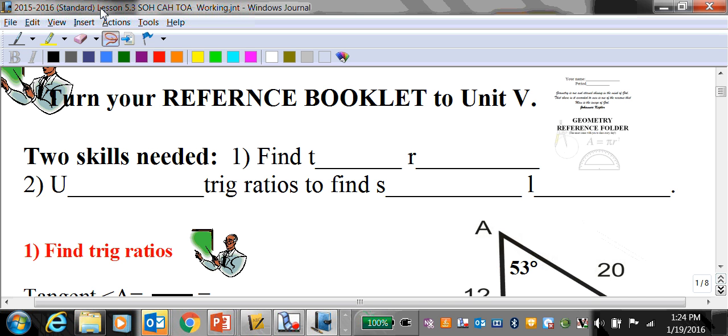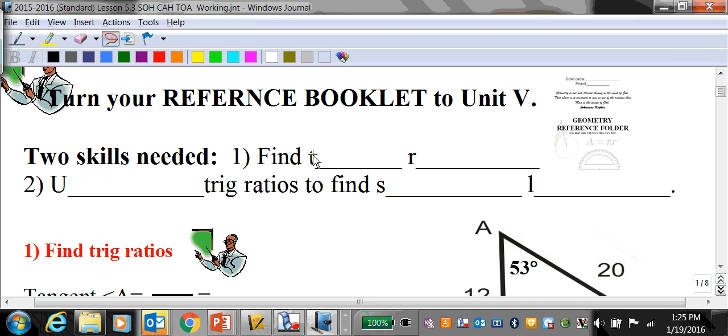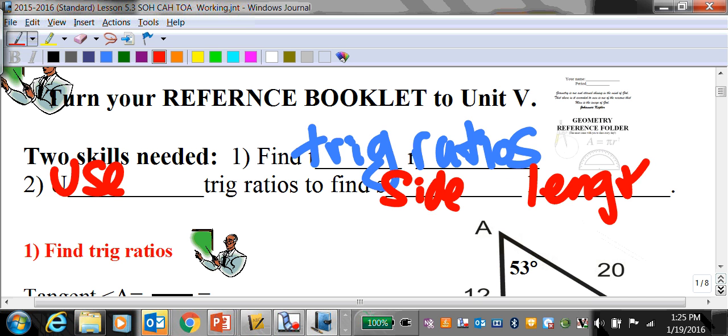Today's lesson. Here's what we're going to be doing today. One, we are going to be finding trig ratios. That's the first thing we're going to find. Next thing we're going to do is use them. Use trig ratios to find side lengths.